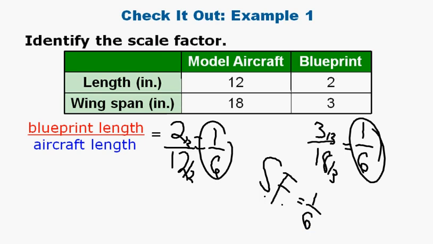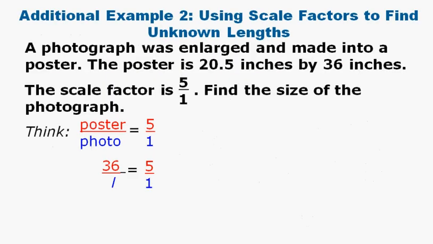All right. So I'm going to put up a problem I want us to kind of try out. I want you to look at this first, and the work's done for you, but I do want you to copy this down as an example. A photograph was enlarged and made into a poster. The poster is 20.5 inches by 36 inches. The scale factor is 5/1. Find the actual size of the photo. So this is letting us figure out what another part of it is by using the scale factor.